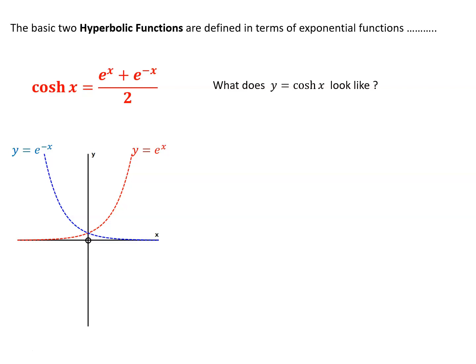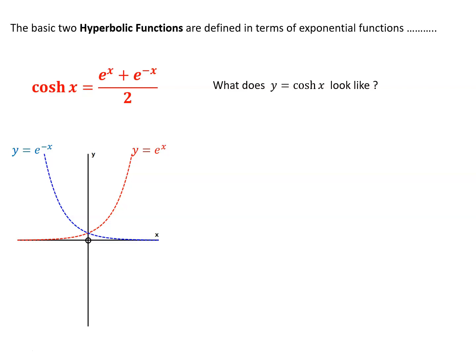If x is a large positive value, then e to the x is very large and positive, e to the minus x is small and positive, so it's very close to 0. So, for a large positive value of x, cosh x is going to be roughly the same as a half of e to the x. Of course, e to the minus x is insignificant.